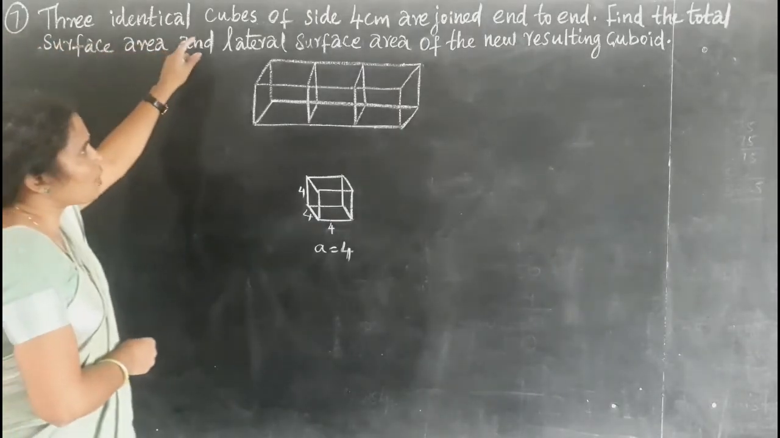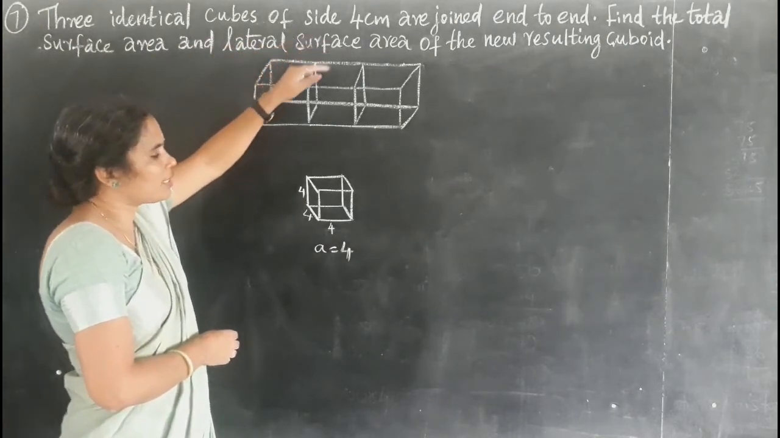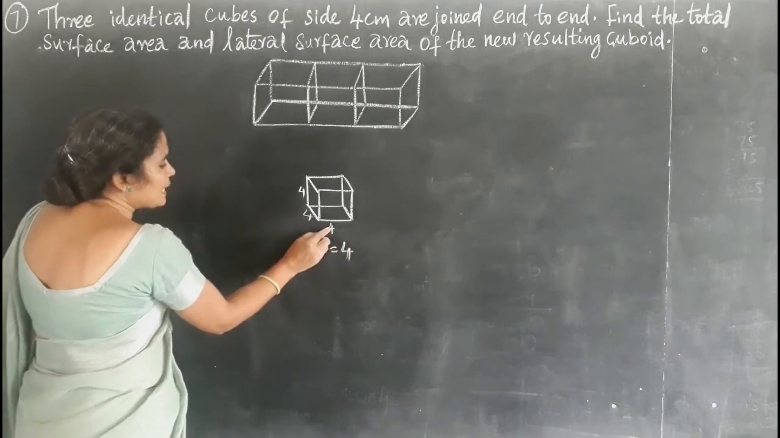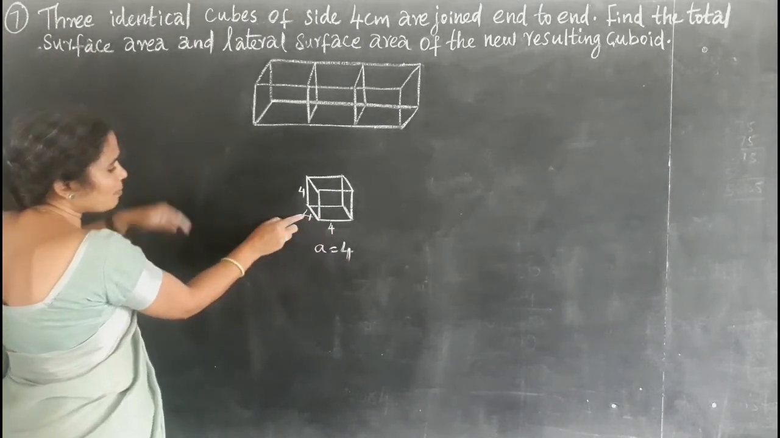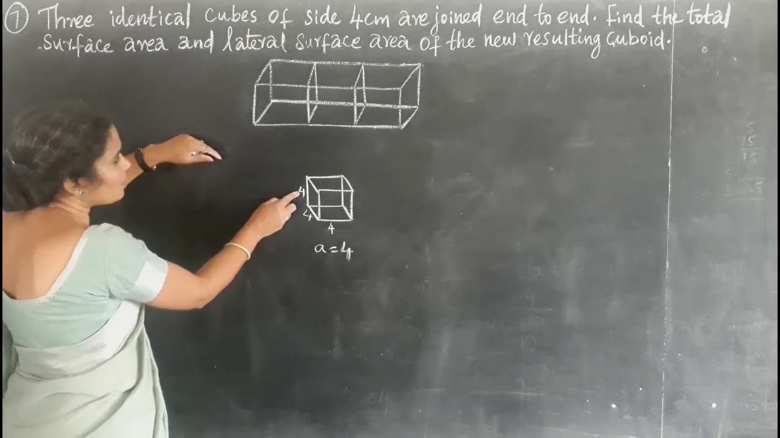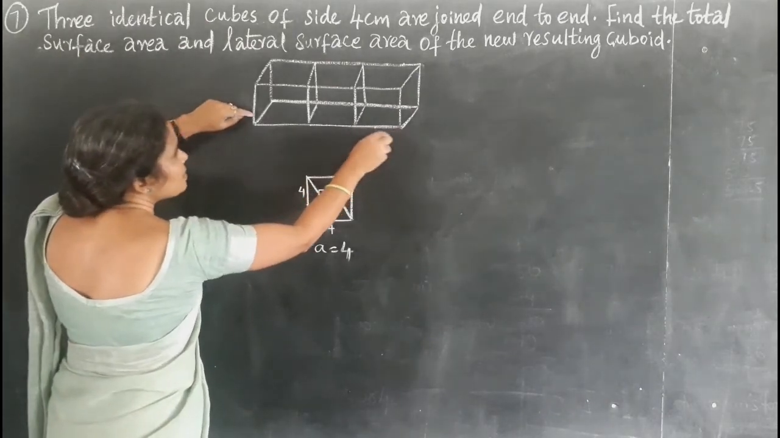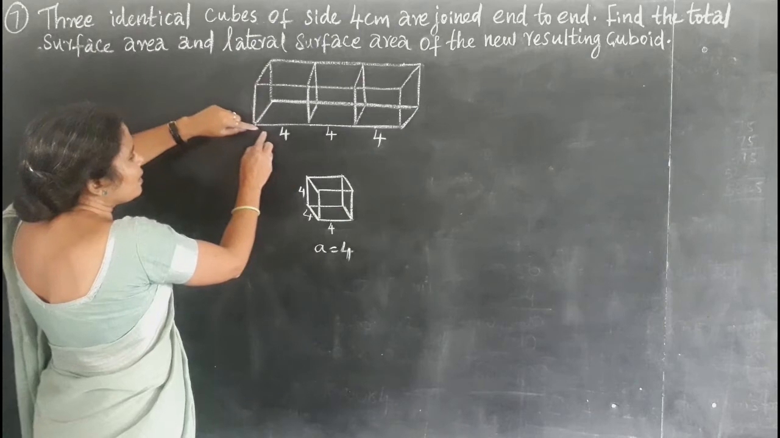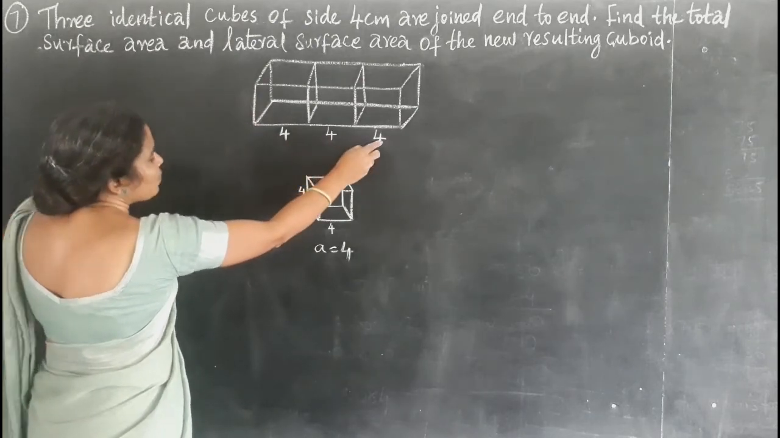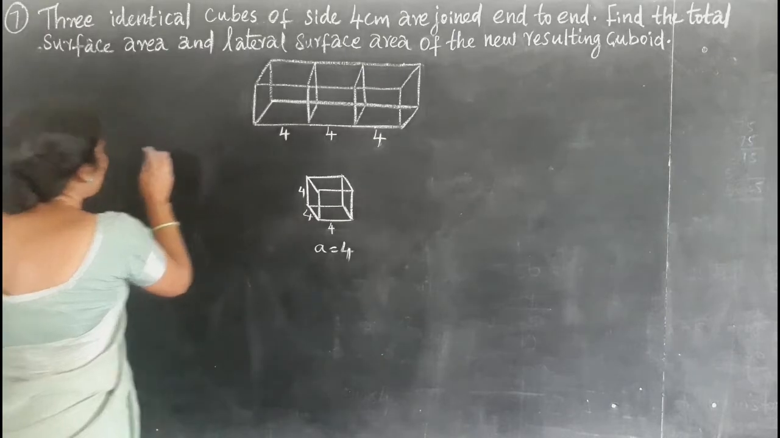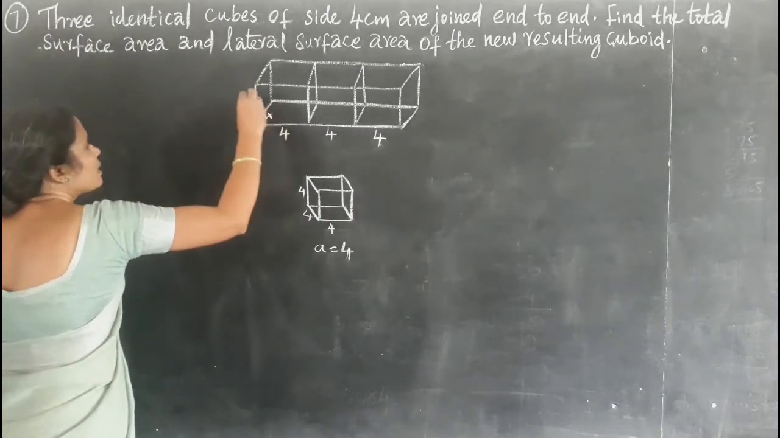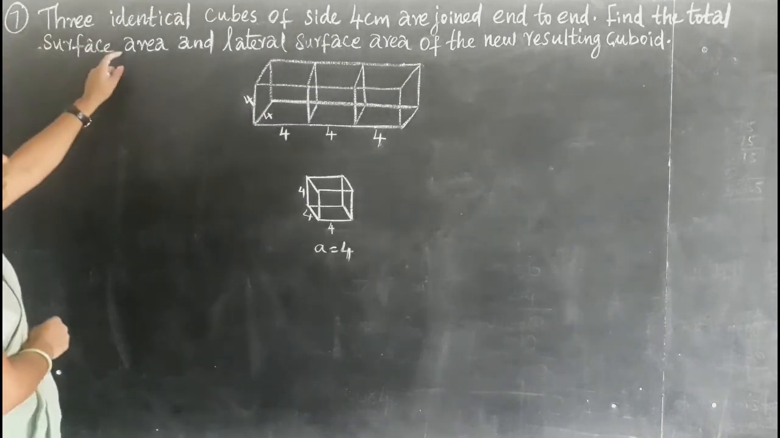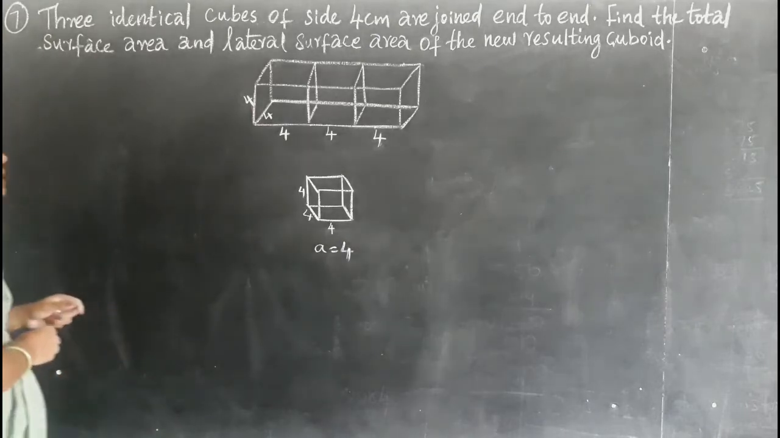Question number 7. 3 identical cubes of side 4 centimeter are joined end to end. So cube, a is equal to 4. So here a is equal to 4, length is equal to 4, breadth is equal to 4 and the height is equal to 4. When 3 cubes are joined together, it becomes a cuboid. Here 4 centimeter, 4 centimeter and 4 centimeter. 4 plus 4, 8, 8 plus 4, 12. So L is equal to 12 and breadth is equal to 4, height is equal to 4. Okay, now they have asked us to find the total surface area and lateral surface area of the new resulting cuboid.